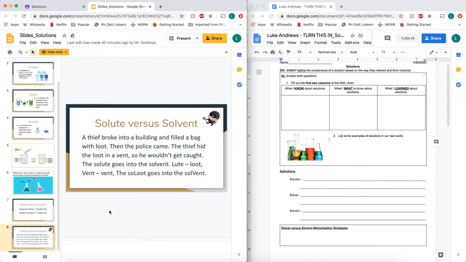I don't know if you guys have ever seen that movie with Eddie Murphy where he hides a diamond in a vent and then comes back like 20 years after he gets out of prison, and it's a police station. Great movie. Anyway, he hides the loot in the vent.